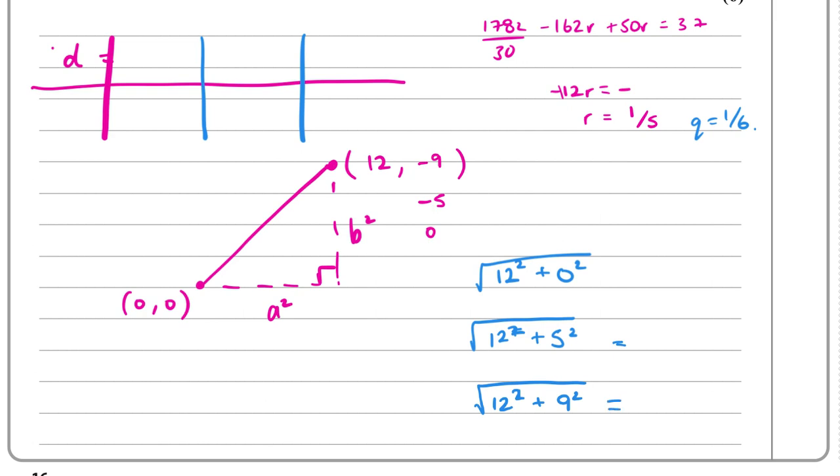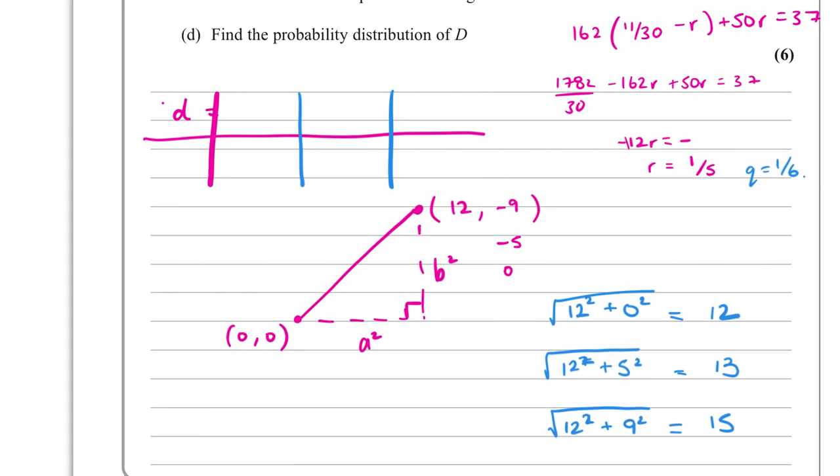Okay, so what are we going to get? This is just going to give us 12. Pythagorean triple, here this is going to be 13. And then 12 squared plus 81, I'm sure that's a Pythagorean triple as well. This is going to give me 15, because it gives me 225. Perfect. So our values for d are 12, 13, and 15.